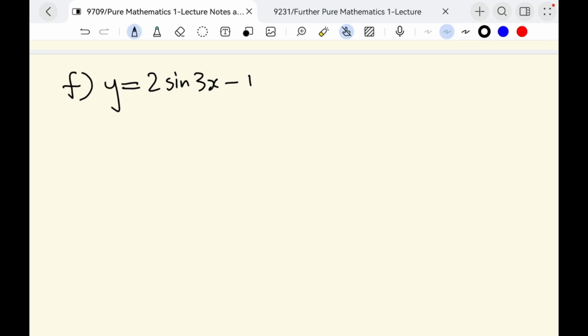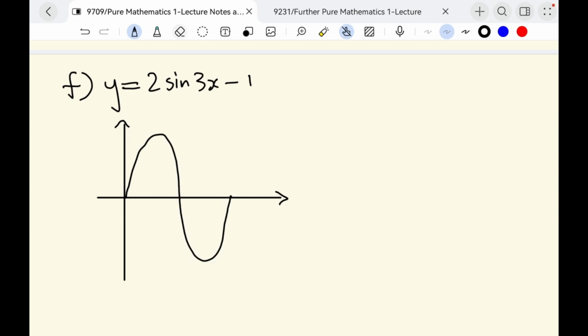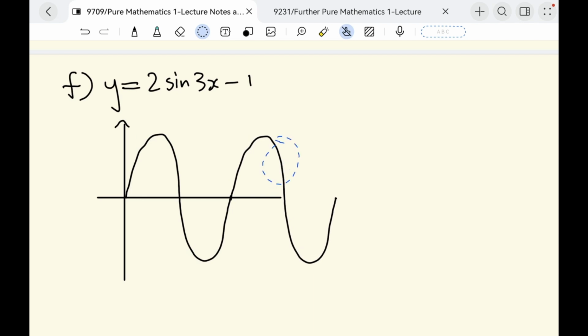Okay? And the 2 refers to the stretch in y direction with stretch factor of 2, and it goes down by 1. So as you can see, the transformations must consider sequence or order. So let me draw the sine graph like this. 1, 2, and 3.